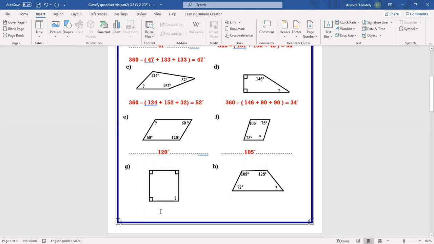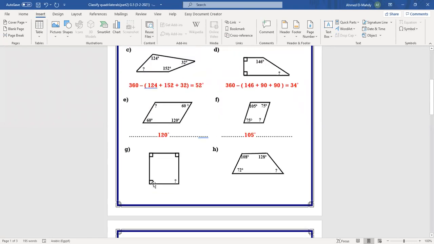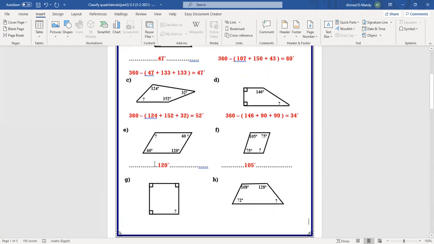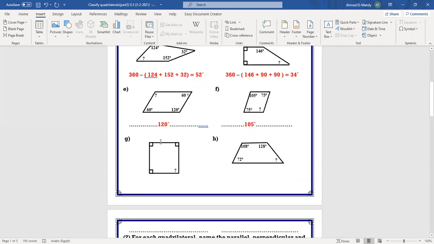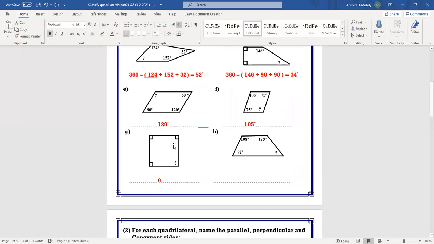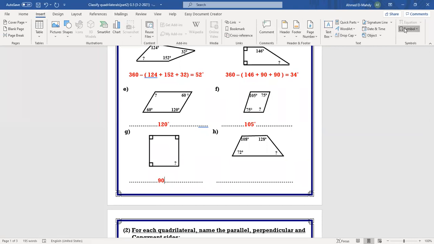The next one, this is a square. What is the measure of the unknown angle? 90. The measure of any angle in the square is 90 because it's a right angle. We said yesterday it has 4 right angles. Right, the last, we use the idea of 360.